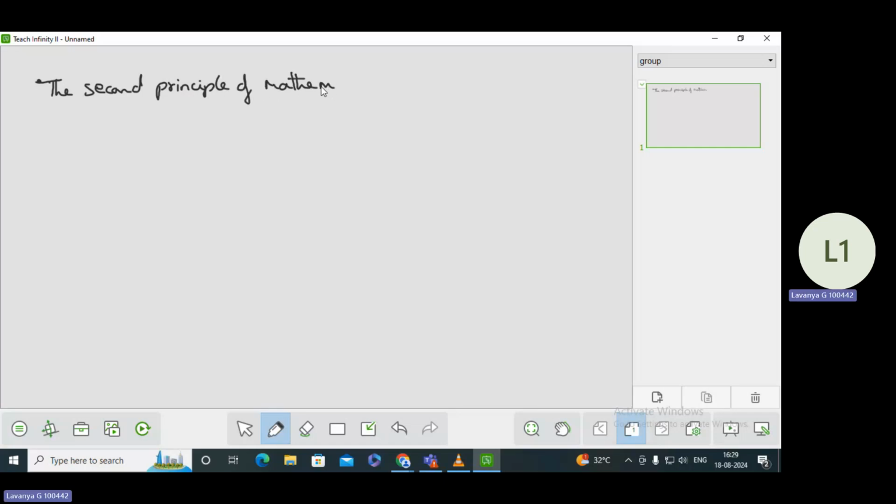I want you to recollect a mathematical induction procedure comprises of the basis step as well as the inductive step. It can be used only for known result. You cannot prove a new result using this technique. You can only verify. Okay. So the second principle of mathematical induction.